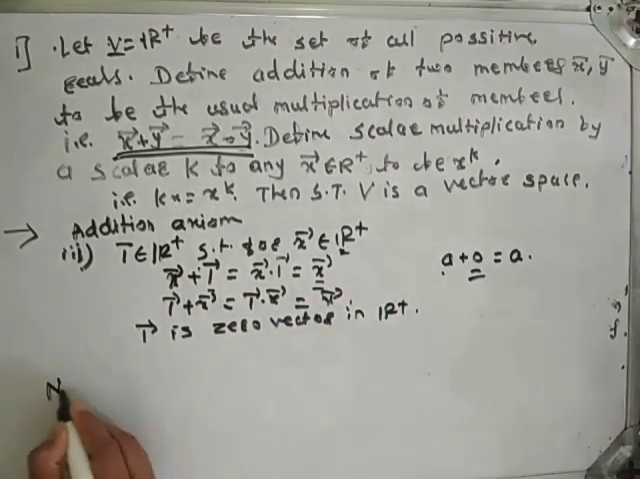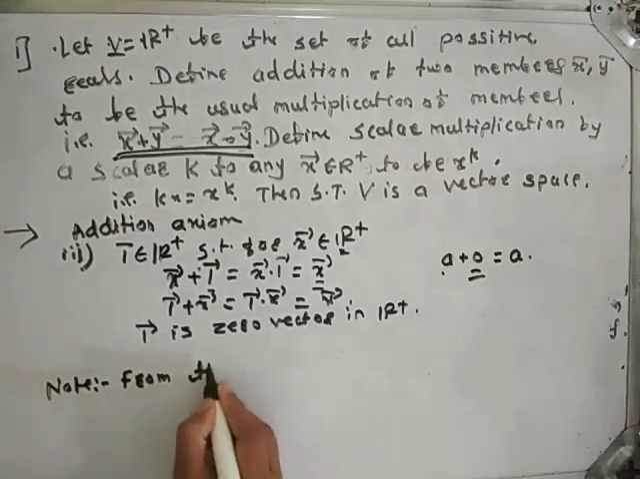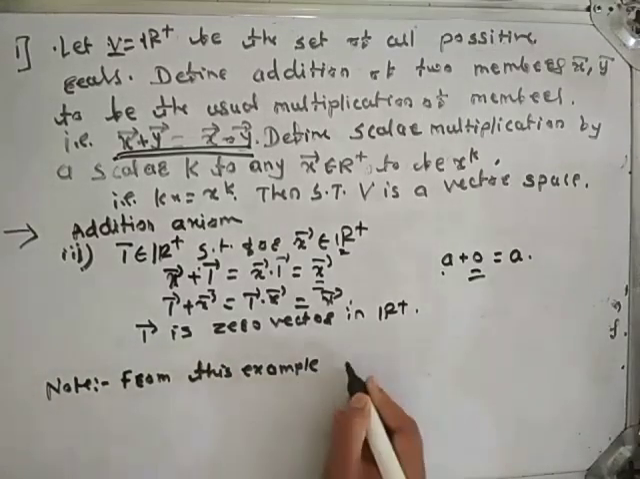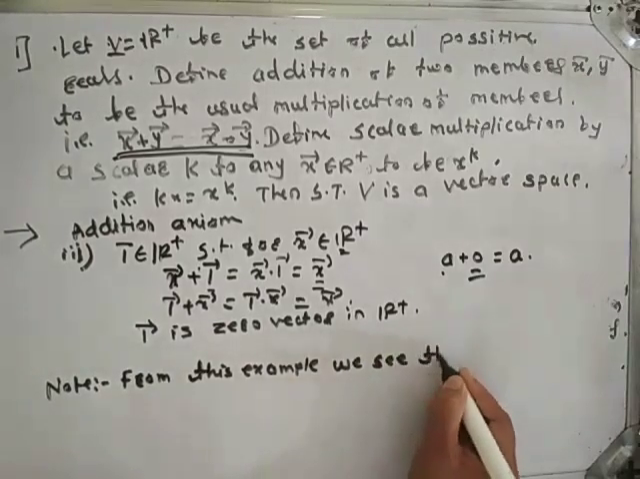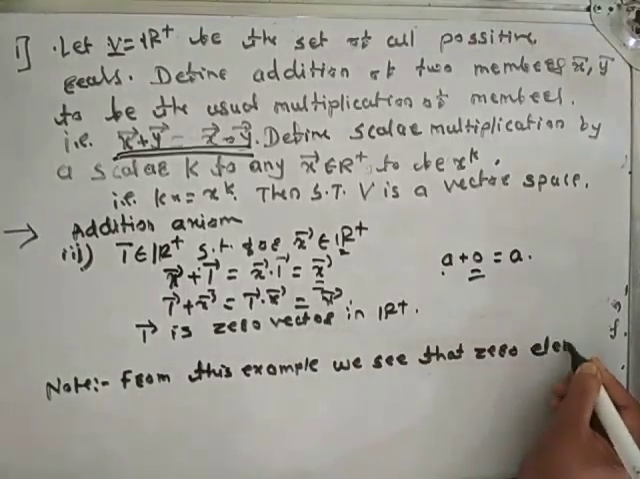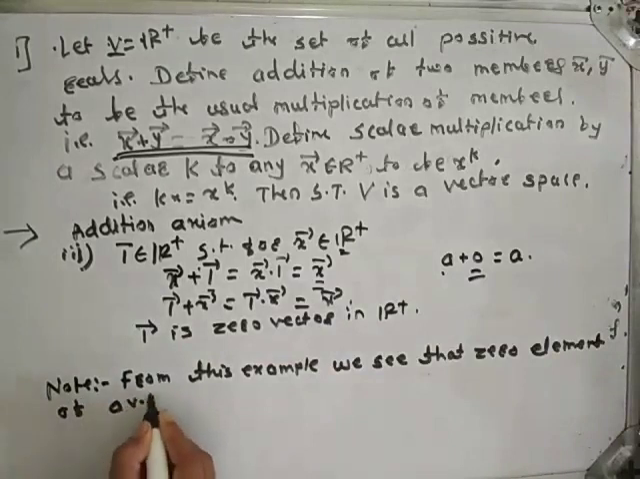So students, write down one note. From this example, we see that the zero element of a vector space may not be the usual zero. For vector space I will write v.s.